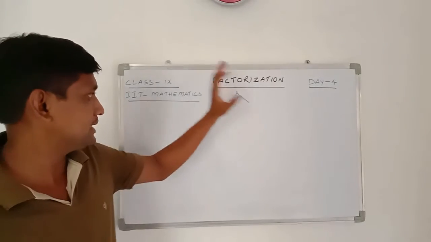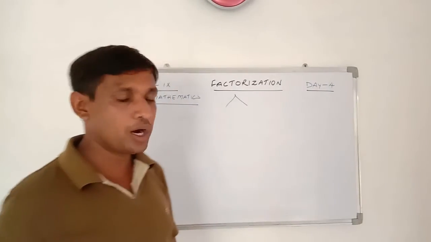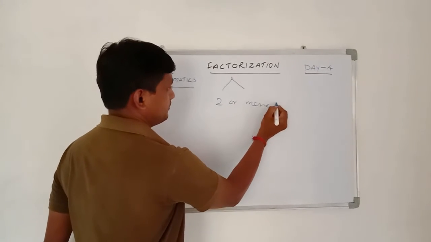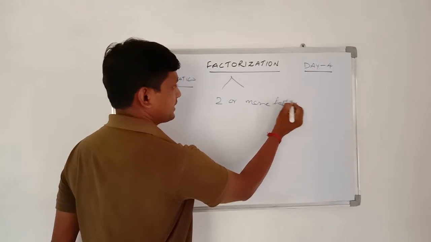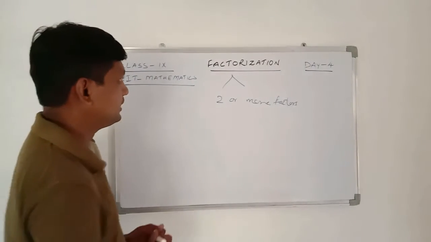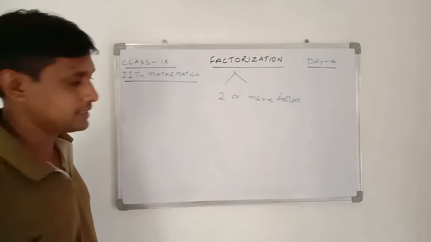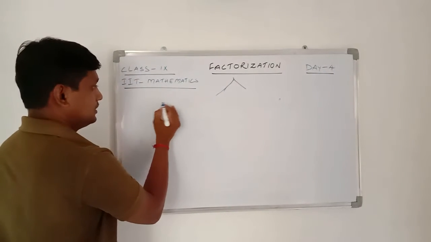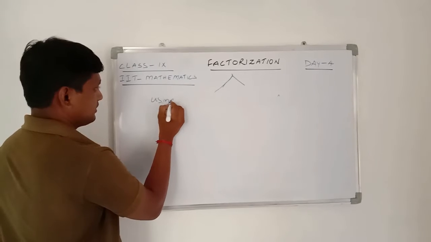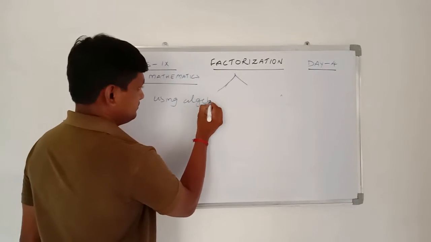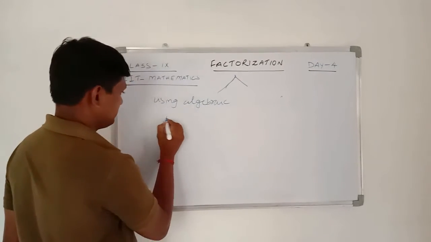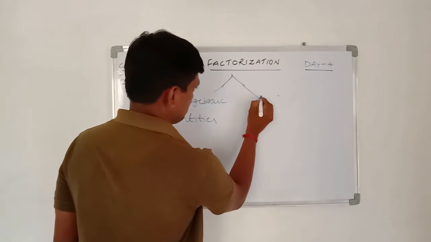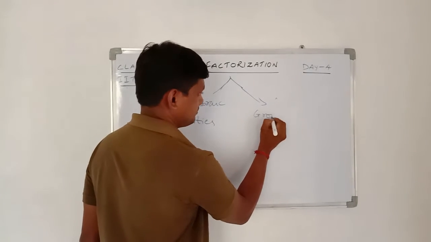Factorization means expressing it into two or more factors. Then that is called factorization. So here we have two methods to find factorization. Method number one is using algebraic identities. The next one is grouping of terms.